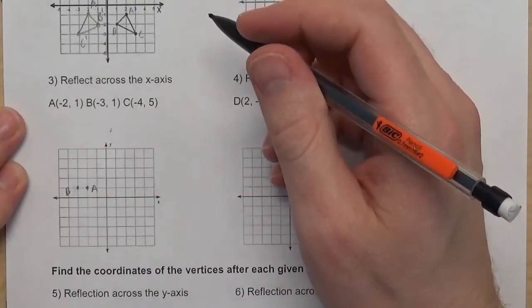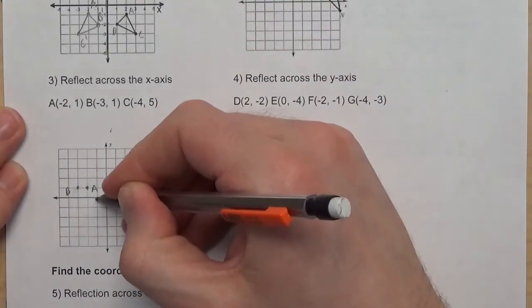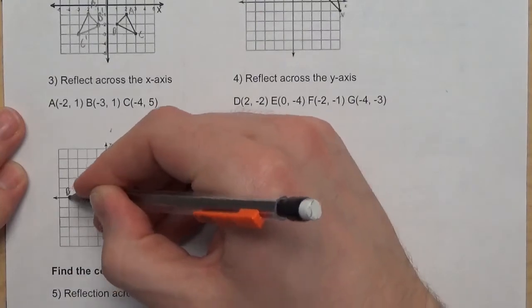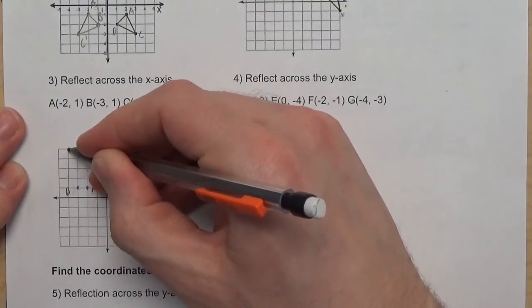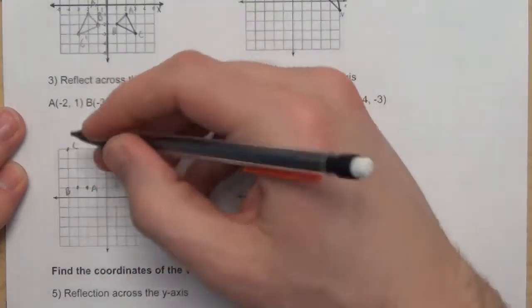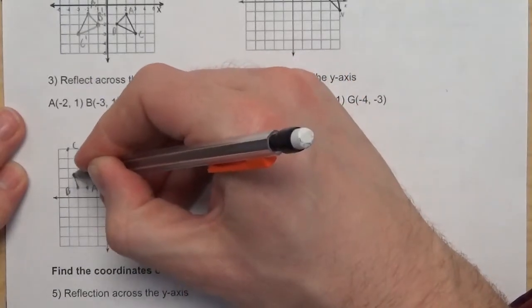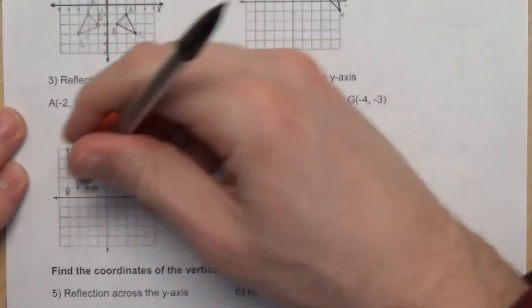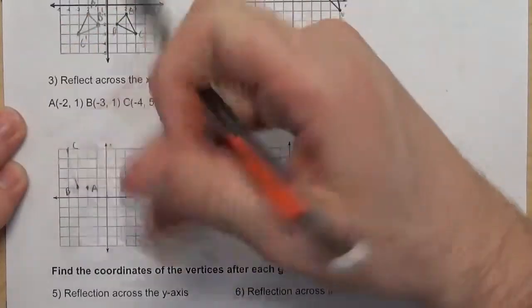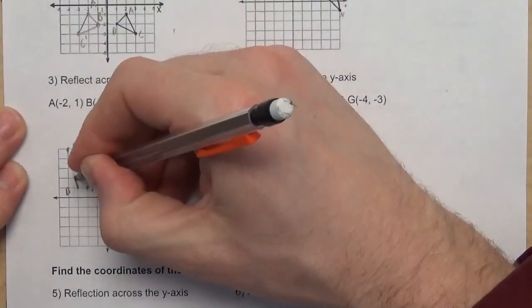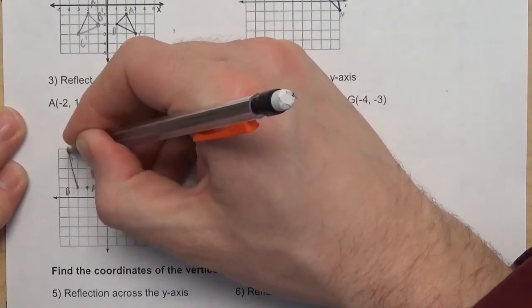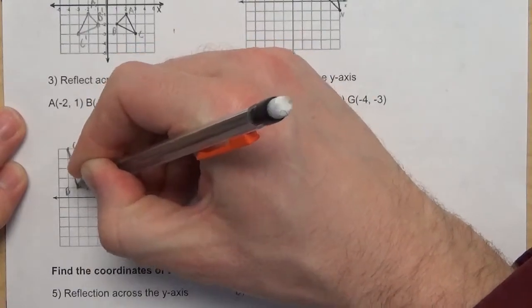And then negative 4, 5 for C. Back 1, 2, 3, 4, and up 1, 2, 3, 4, 5. Way up there. I'm going to call that one C. This is a little bit of a funny looking triangle here. I couldn't draw a straight line there. Let's try again. Alright, and then down here, and then across there.